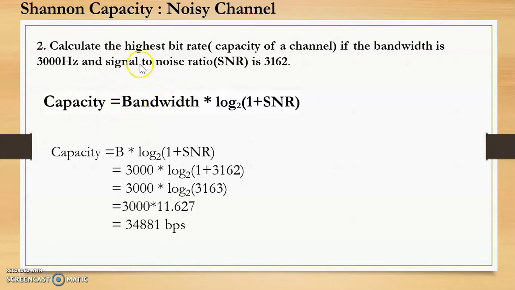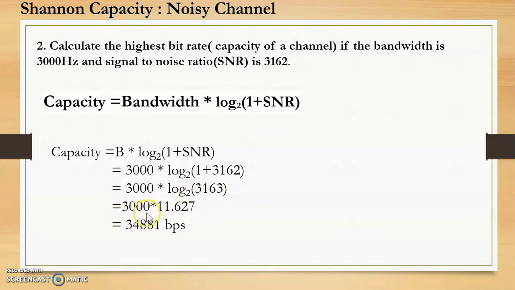In the question, we are directly given the bandwidth and the signal to noise ratio. We just need to substitute. So after substituting in this formula, we will get 3000 into, 3000 is the bandwidth, so it will be 3000 into log of 1 plus 3162, because this is the signal to noise ratio, to the base 2. Then we will get 3000 into log of 3163 to the base 2.